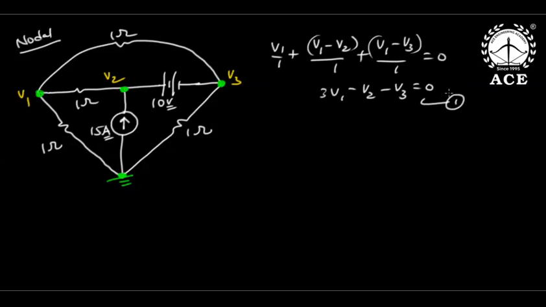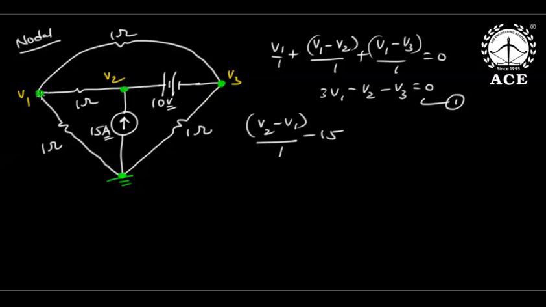Now if I go to the second equation, this current plus this current plus this current is 0. This is V2 minus V1 by 1. This is minus 15, but this current I don't know. This current is the sum of these two currents because there is a voltage source here. Whenever you see an ideal voltage source between two principal nodes, it is called a supernode. So in that case, what to do?